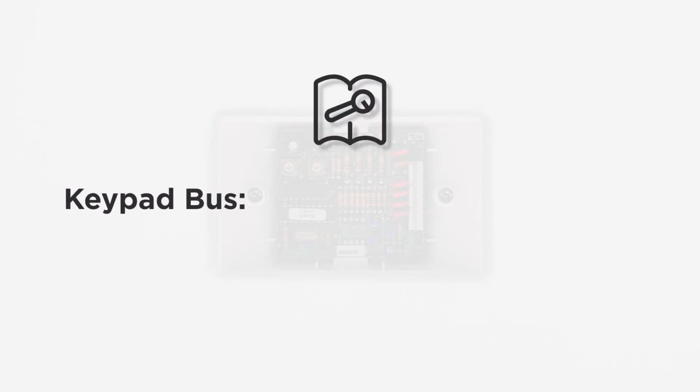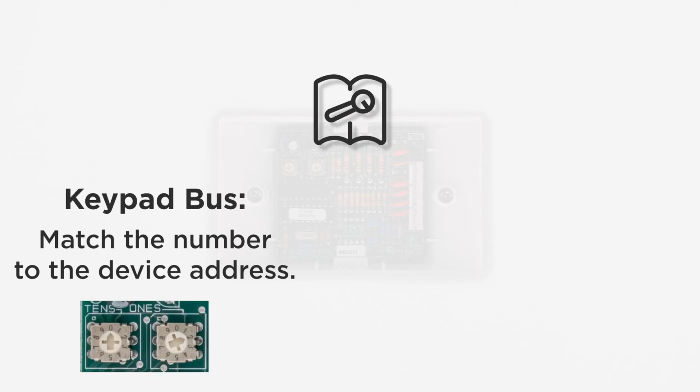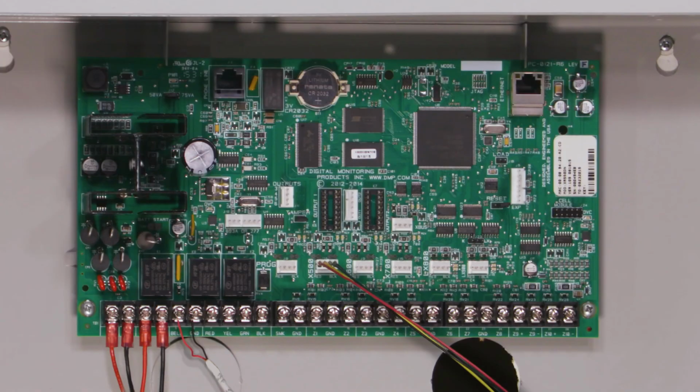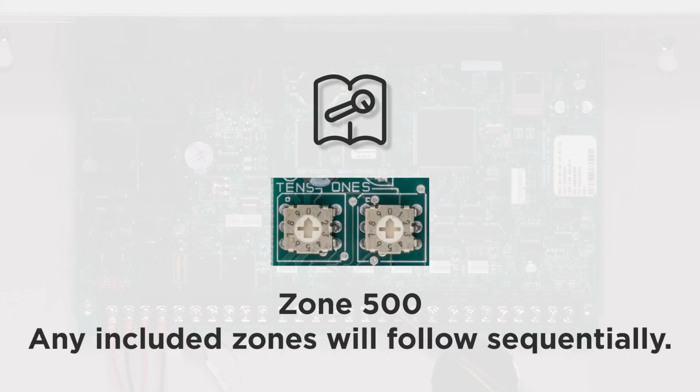If it's connected to a keypad bus, simply match the numbers on the dials to the device address. This device is set to address 2, 0 on the first dial, and 2 on the second. If it's connected to an LX bus, match the dials to the last 2 digits of the zone addresses. If it's plugged into LX500 with rotary dials set to 0 and 0, then the first zone will be zone 500. Any other zones included in the expander will follow sequentially.